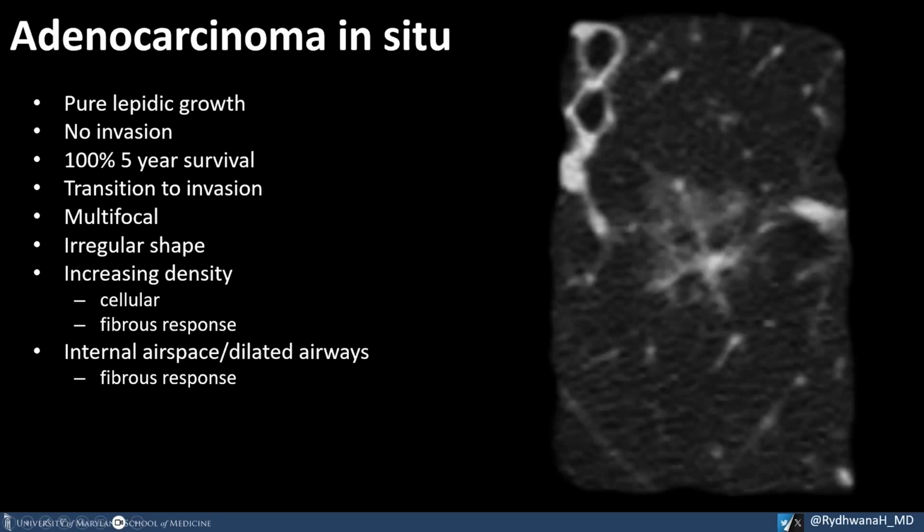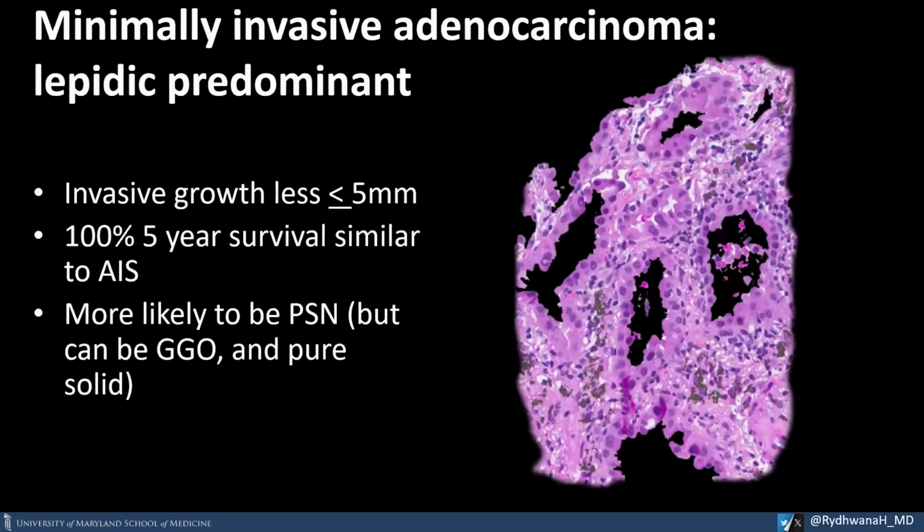And so these patients have these irregular shapes and they could be multifocal. And so you want to look out for those patients with a history of smoking. They have sometimes increased density, and that is a cellular and fibrous response that's occurring in this patient. And obviously, as I mentioned, the dilated airway is also another suspicious feature to look out for.